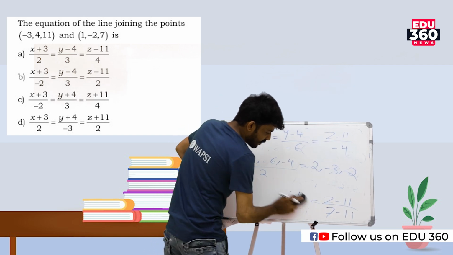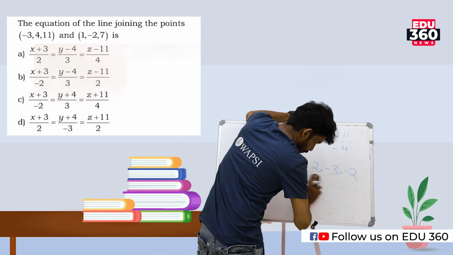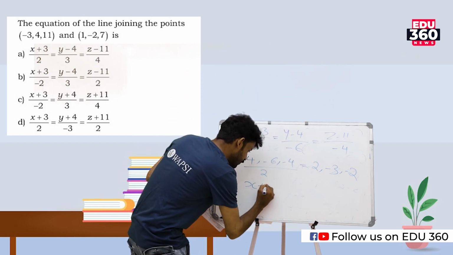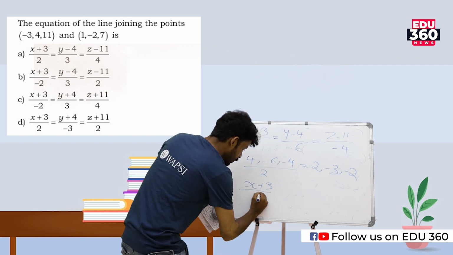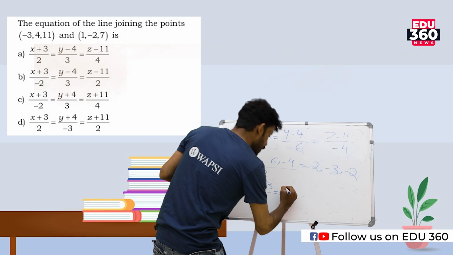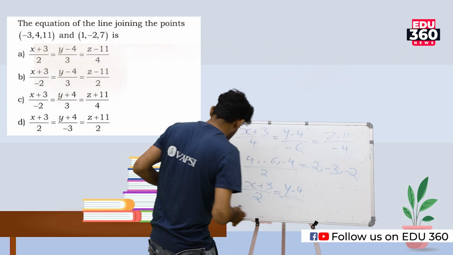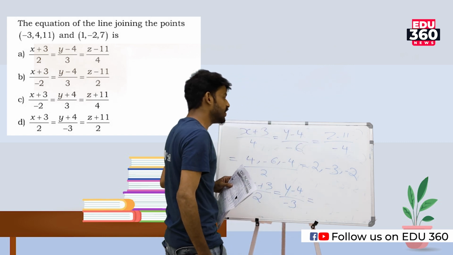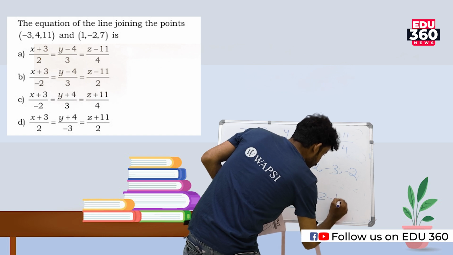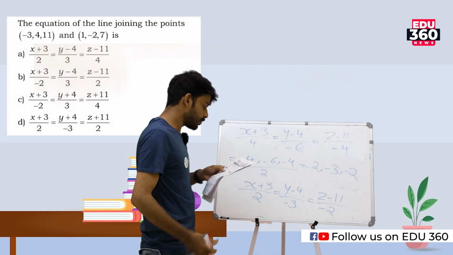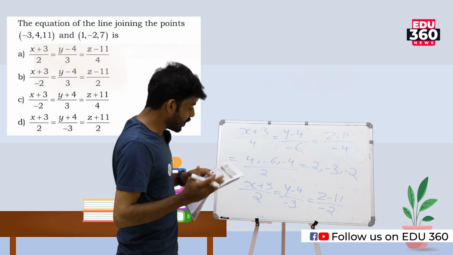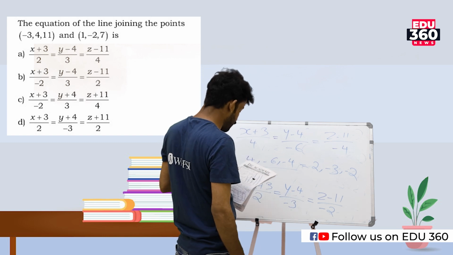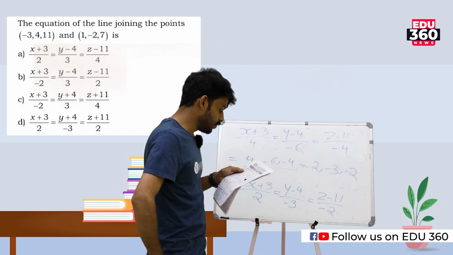On the next step we can write this as (x plus 3) divided by 2, equal to (y minus 4) divided by -3, equal to (z minus 11) divided by -2.